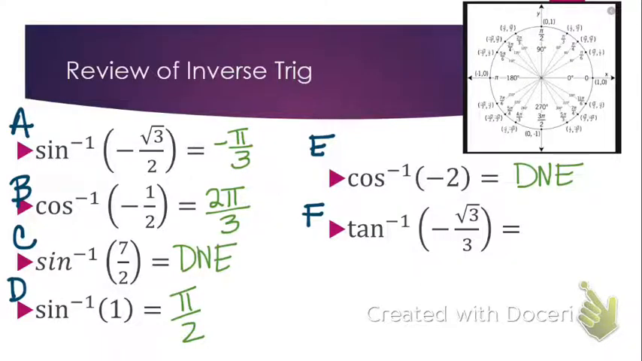Where is tangent negative square root of 3 over 3? And that would be negative pi over 6. So if you take sine, because we already did this in the last example, but if you divide that, you do get negative root 3 over 3.